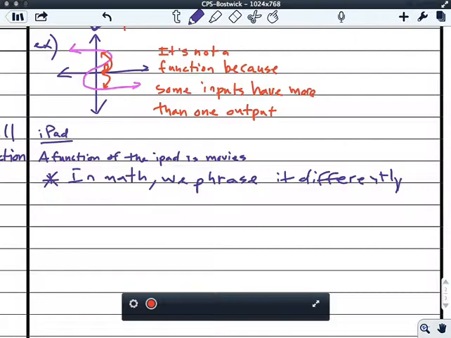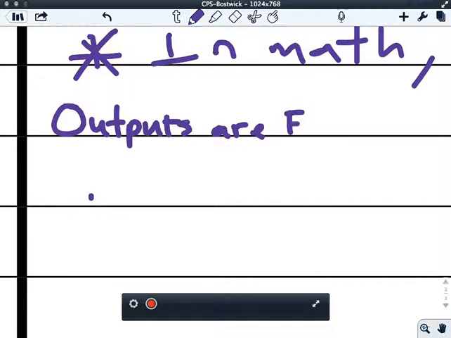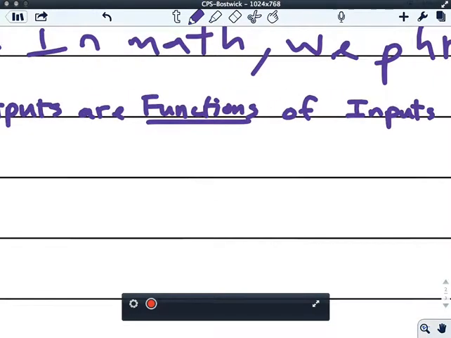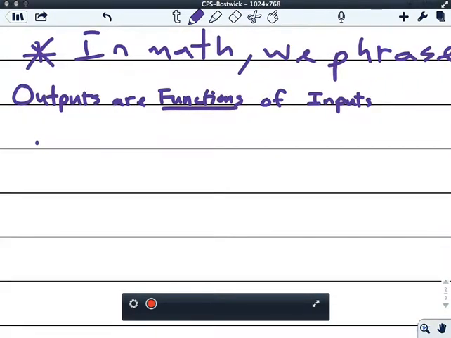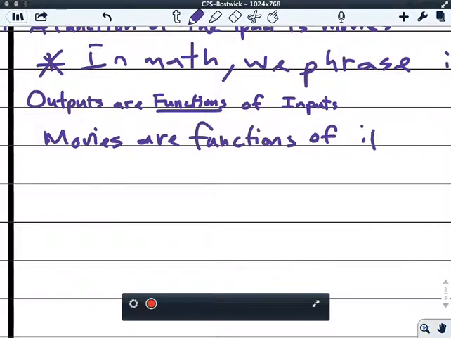So in math, we phrase it slightly differently. And so what we're going to say is outputs are functions of inputs. So outputs are functions of inputs. So in the case of our iPad, movies are functions of iPads. And so the input is sort of like the iPad, like the stuff that you do on the iPad, and the output is the movie.